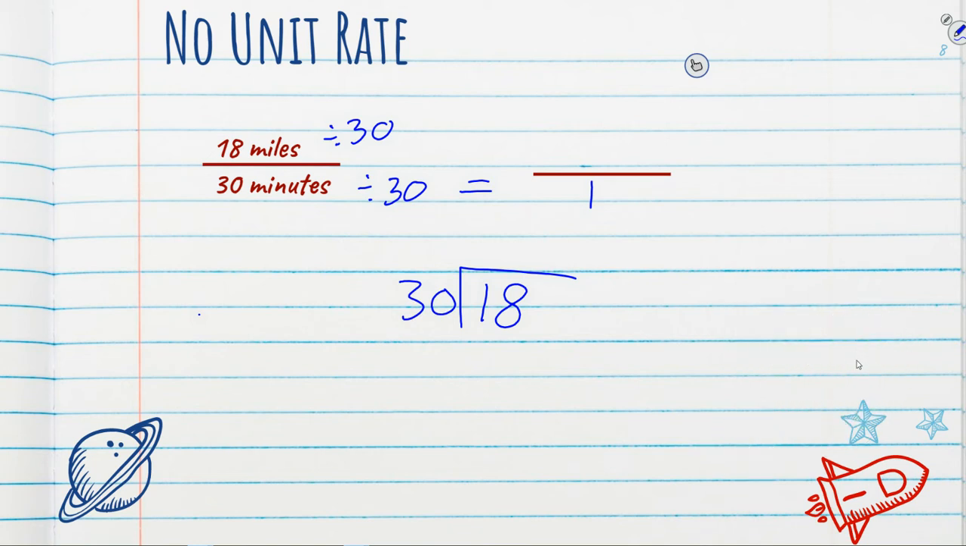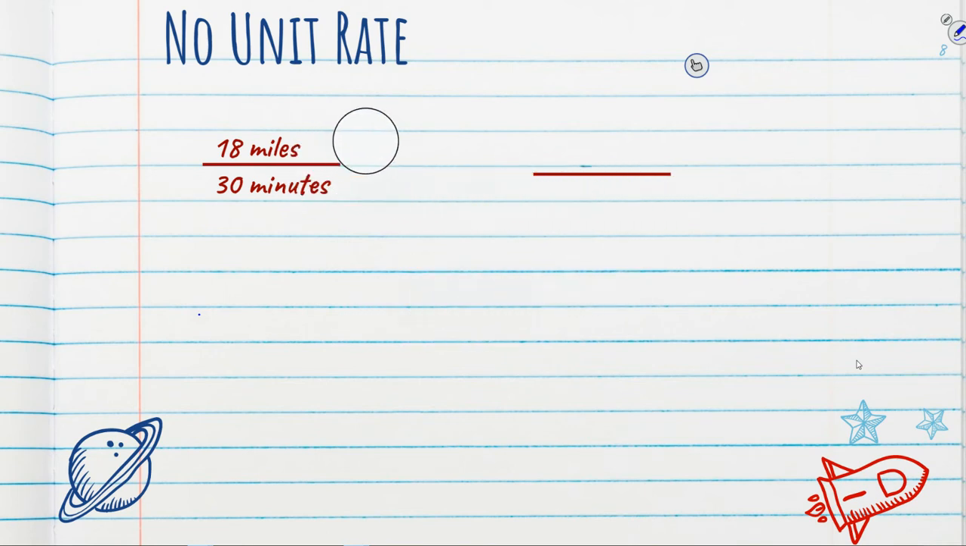18 divided by 30. You can't do that, can you? I mean, you have to make a decimal, but we can't have decimals. We're dealing with fractions. So that does not work. You say, well, what if I flipped them, Mr. Evans? What if I put 30 on top and 18 below?